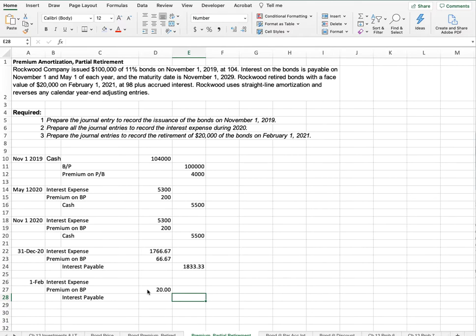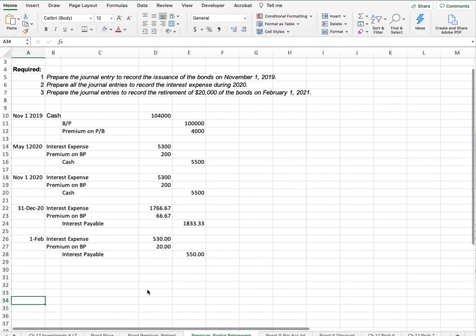The interest here is going to be equal to our 20,000 times the 11% times 3 out of 12 months, which gives us 550, and so obviously 530 for our interest expense. And then once we've taken care of the accrual, we can actually deal with the redemption of the bond.